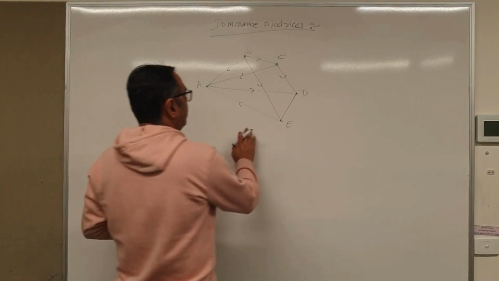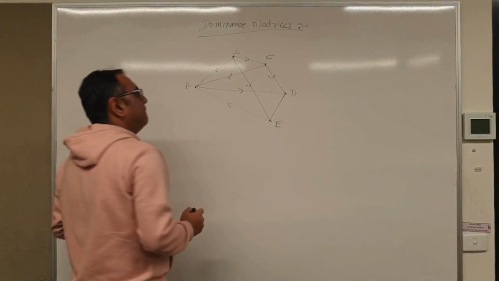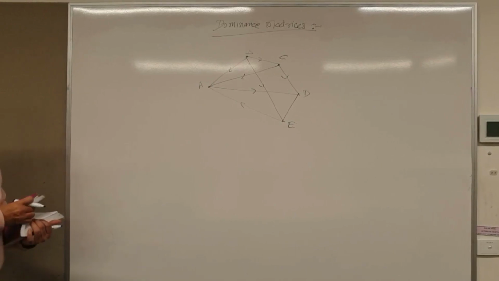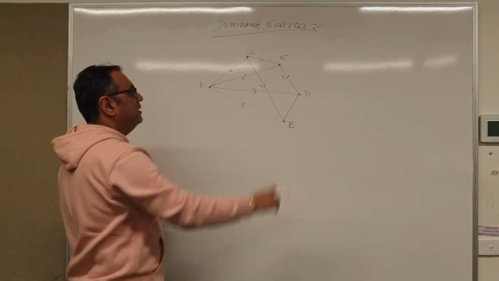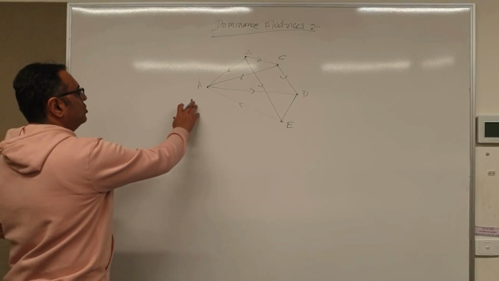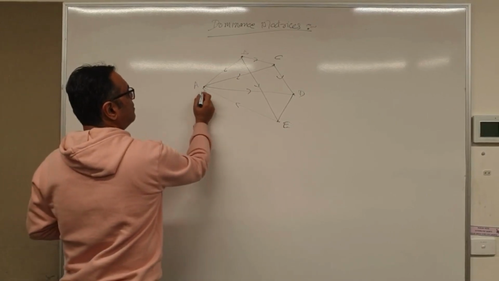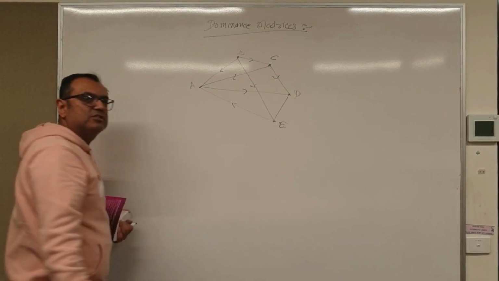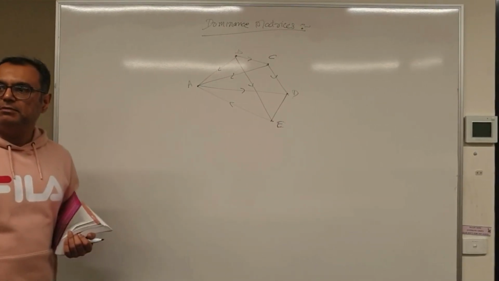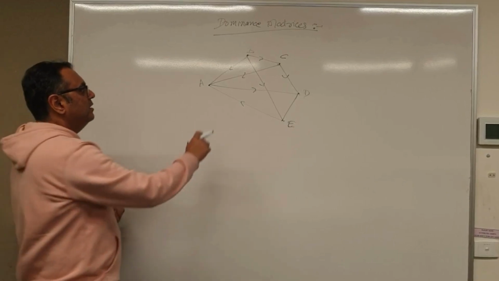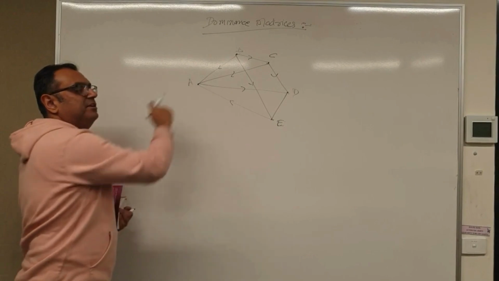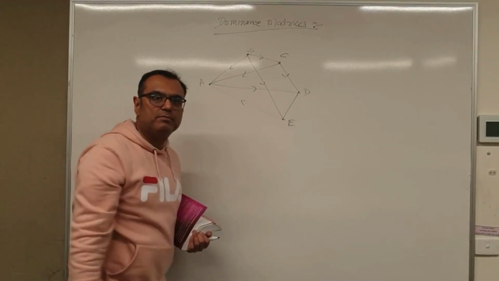Now, let us say there is a sports competition that's running, and there are 5 players playing against each other, right? So an arrow from A to D tells me that when there was a match between A and D, A defeated D. When there was a match between B and A, B defeated A, and so on and so forth.